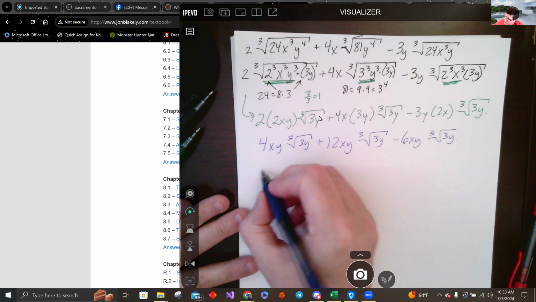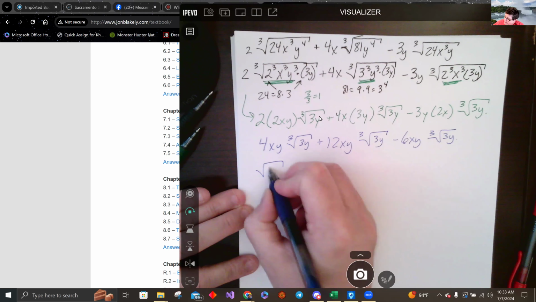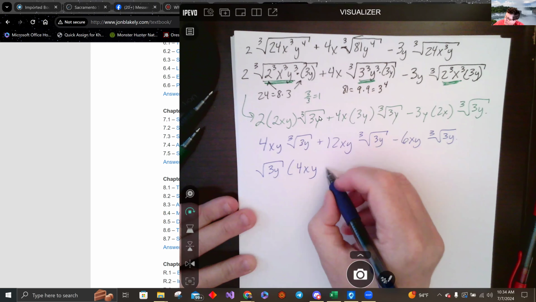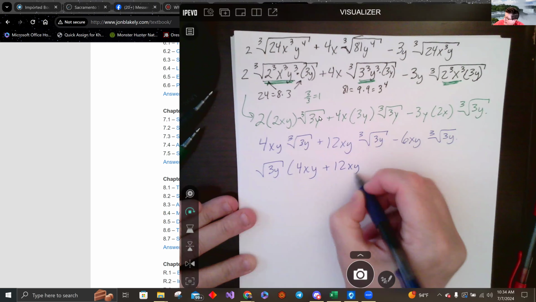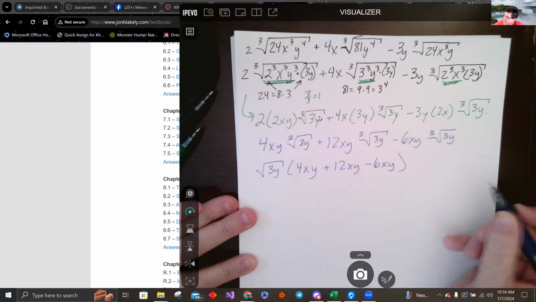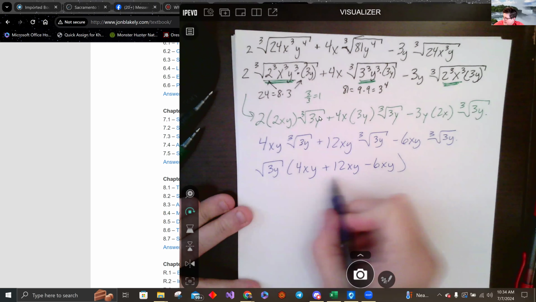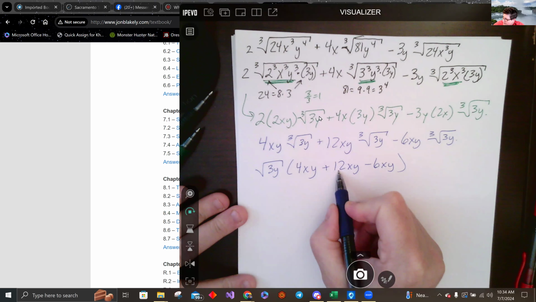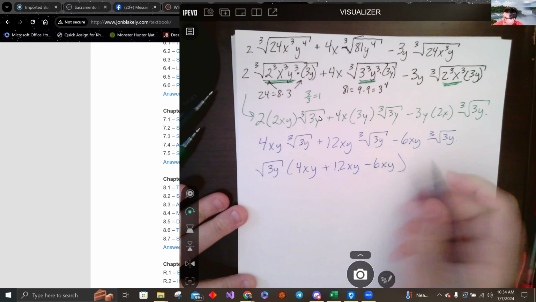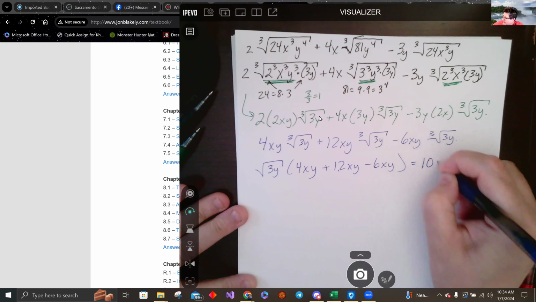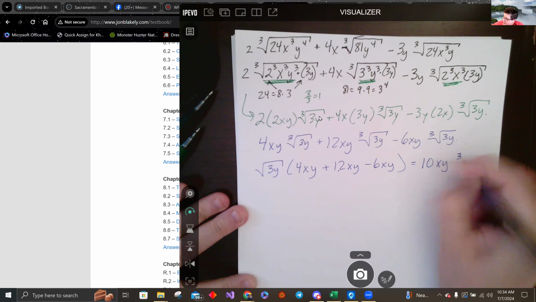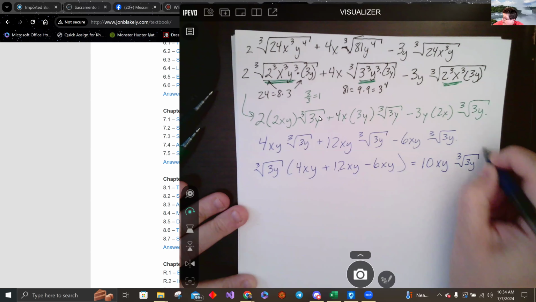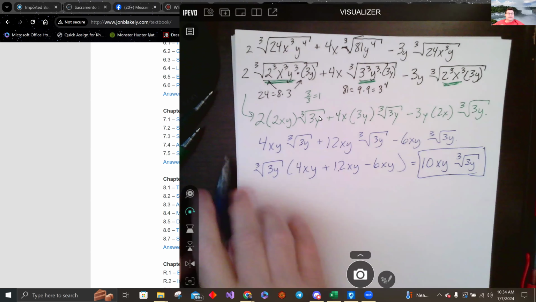So I can factor out the cube root of 3y. Normally we put it at the end, but a lot of people are used to factoring stuff out and putting it in front. So I'll do that here. And we can see these are all like terms as well, so we can combine. 4 plus 12 is 16 minus 6 is 10. 10xy cube root of 3y. That's our final answer on that one.